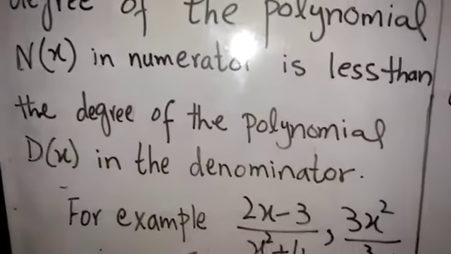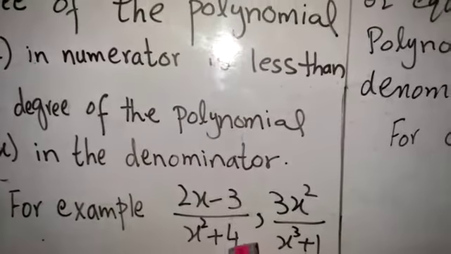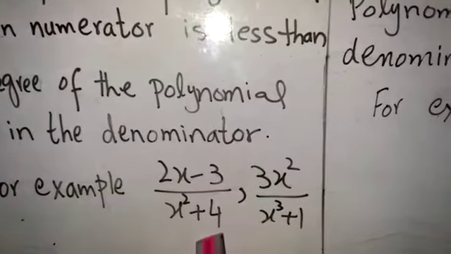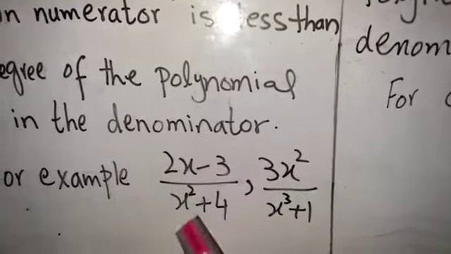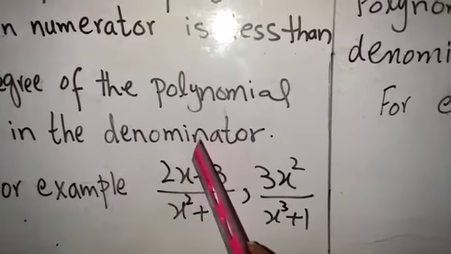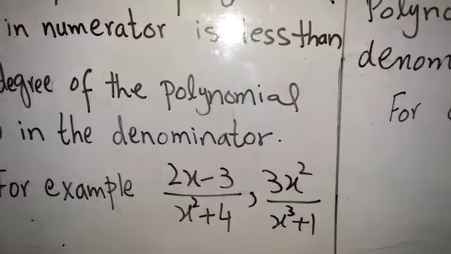For example, (2x minus 3) divided by (x square plus 4) is a rational fraction. It is a proper rational fraction because in this example the degree of the numerator is 1 and the degree of the denominator is 2. It is less than the degree of the denominator.